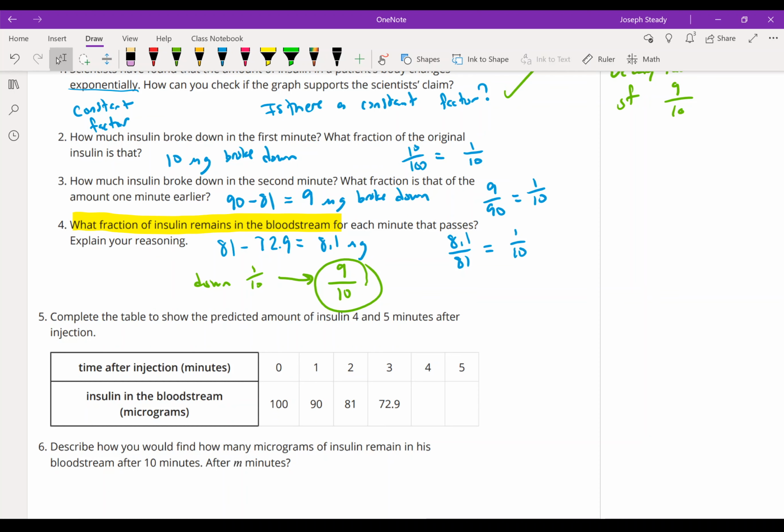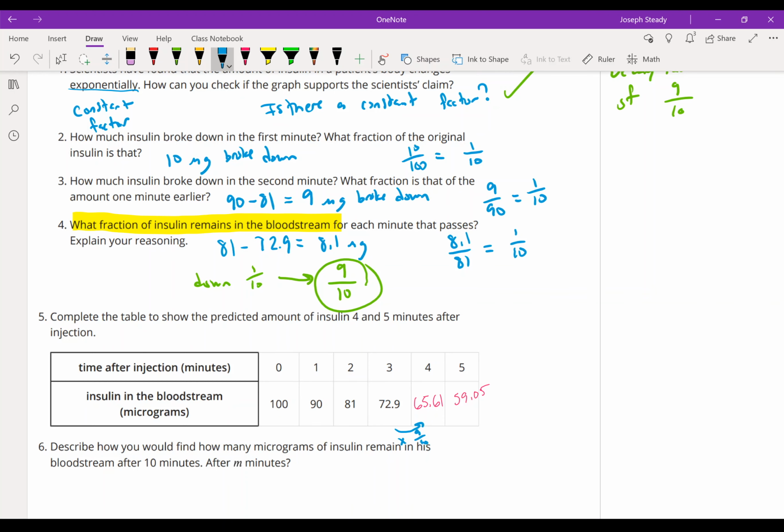So we filled in all these values so far. Let's complete this table kind of using our rule that we used above. So if 9/10 remain from the previous minute, I'm going to do 72.9, and I'm going to multiply it by 9/10. So 72.9 times 9/10 is going to be 65.61. And if I do that again, times 9/10 after 5 minutes, there's going to be 59.05 micrograms of insulin.